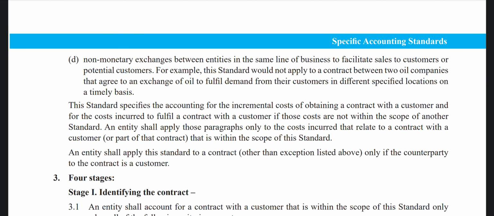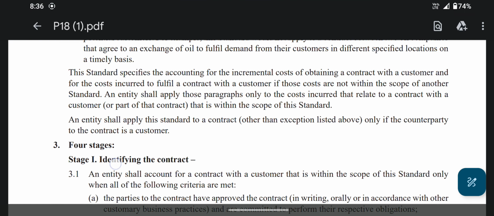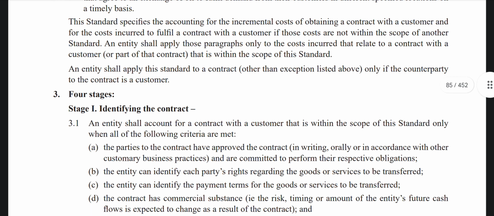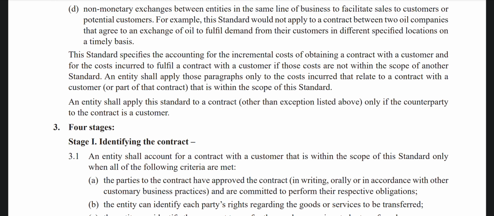Next, non-monetary exchanges between entities in the same line of business to facilitate sales to customers or potential customers. For example, the standard would not apply to a contract between two oil companies that agree to exchange oil to fulfill the demand of their customers in different specified locations on a timely basis. Between two peer companies, when any transactions happen, the transfer of inputs, transfer of raw materials, transfer of basic raw material, this standard will not be applicable. The standard specifies the accounting for incremental cost of obtaining a contract with a customer and for the cost incurred to fulfill a contract with a customer.